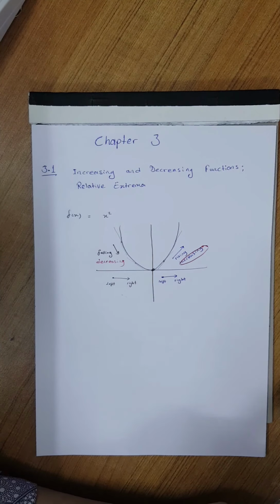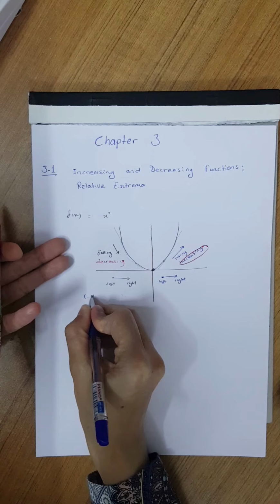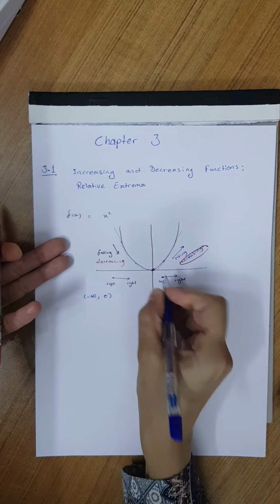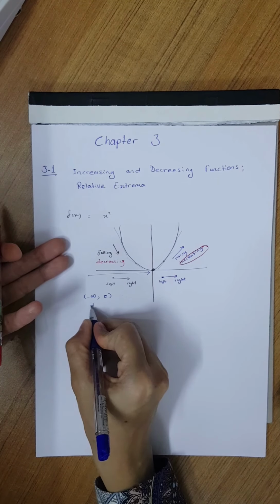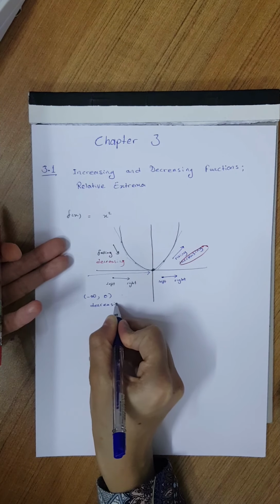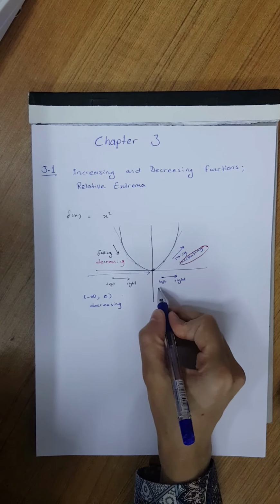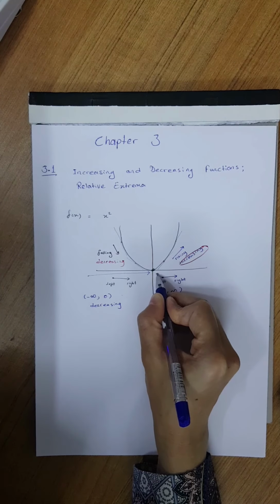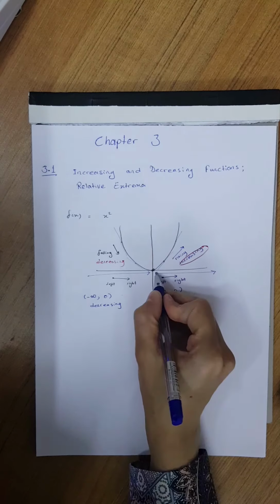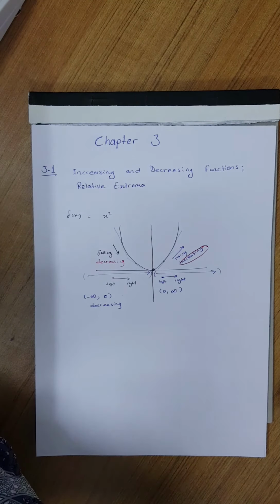So generally talking, if you look at the function x squared, that function is decreasing from negative infinity to 0, till here. It is decreasing from this period till here. And if we look at the same function, it is increasing from 0 to infinity. From here to there, it is increasing. That's generally talking.